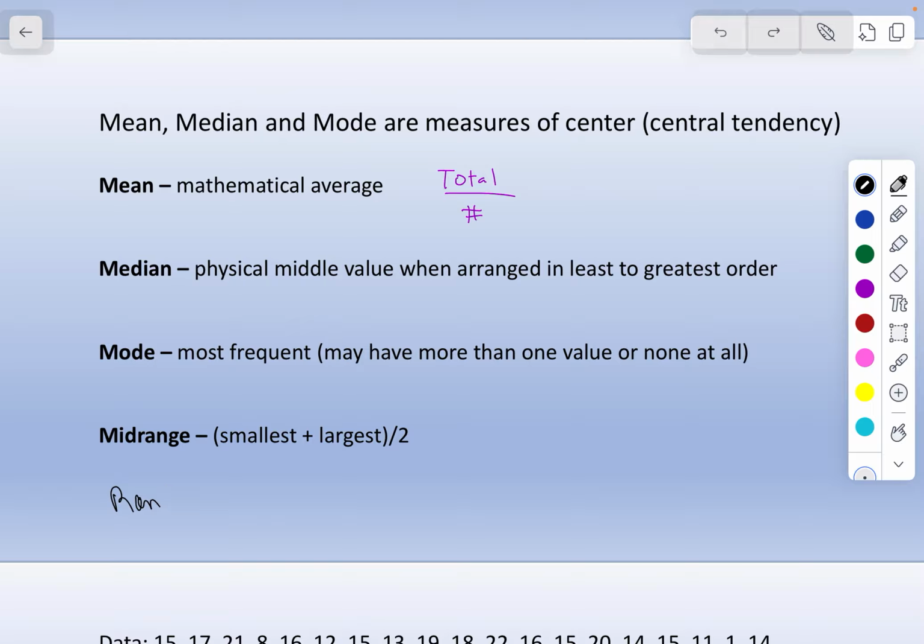Mid-range is, let's add range first, and then that will make sense. Range is the largest minus the smallest. So anytime they mention range, it's a comparison of the smallest and the largest. The mid-range is just the average of the smallest and the largest. So you add the smallest and largest and then divide by 2.